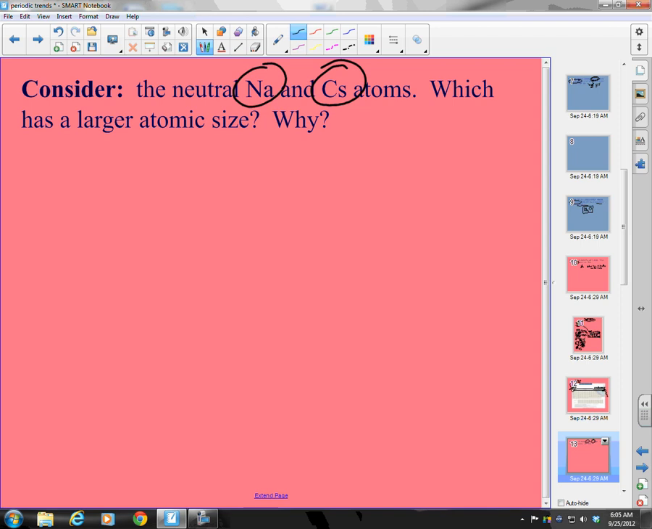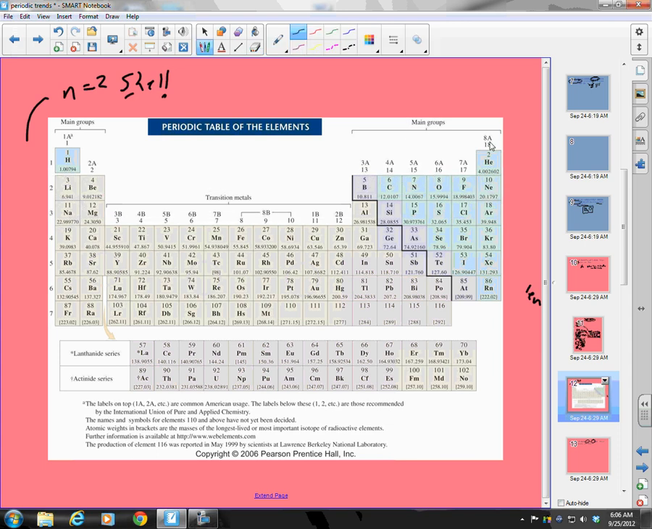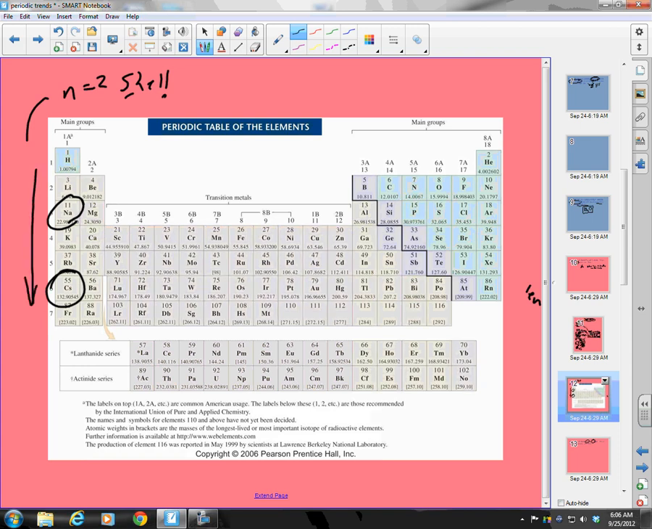Good. Consider the neutral sodium and cesium, which has the larger atomic size? Oh, this should be easy, right? Sodium and cesium. Where is sodium? Where is cesium? Here's sodium. Where's cesium? Oh, cesium's down here. Well, they're not in the same period. Can I use that same rule? Nope, can't use that rule. We need a new rule because now I'm going down a group. So what's the rule when we go down a group?